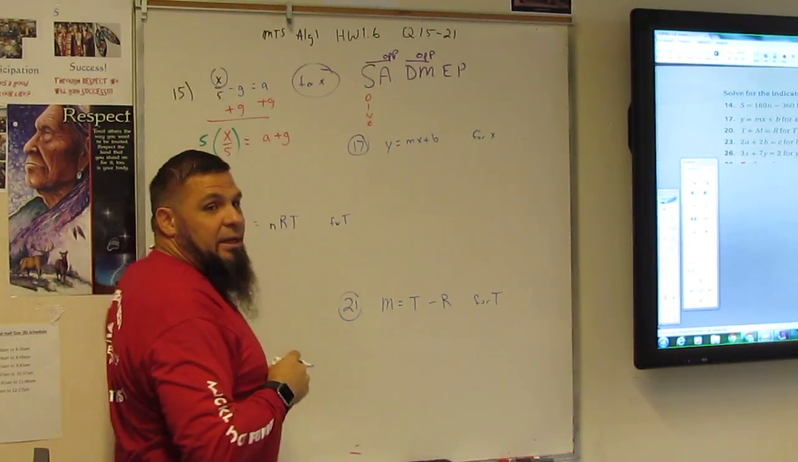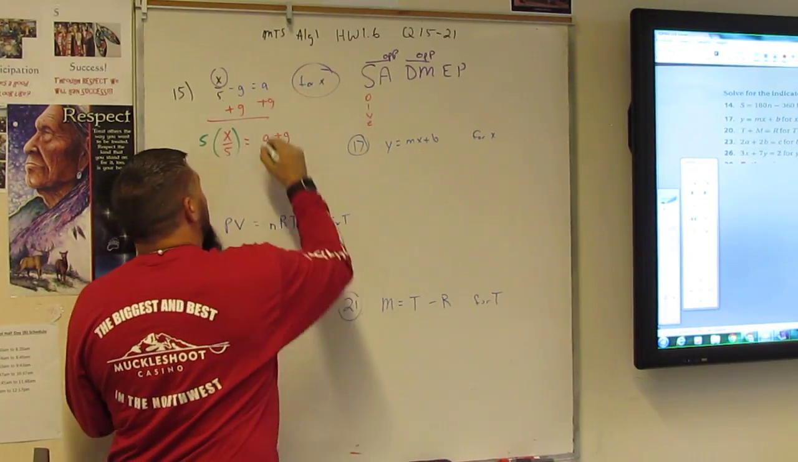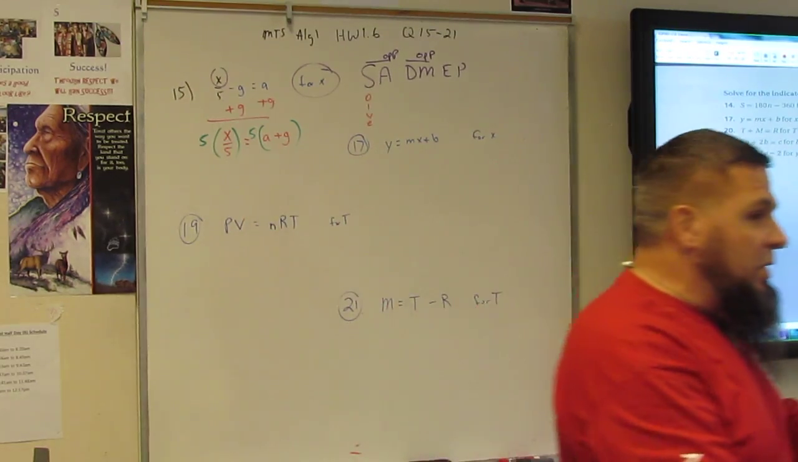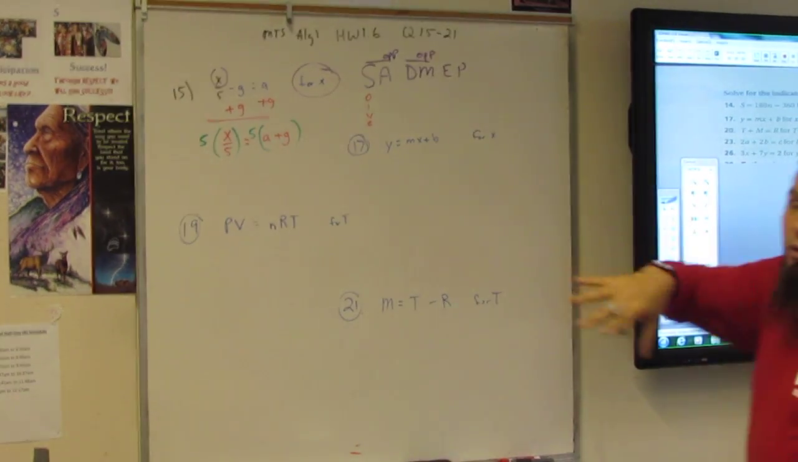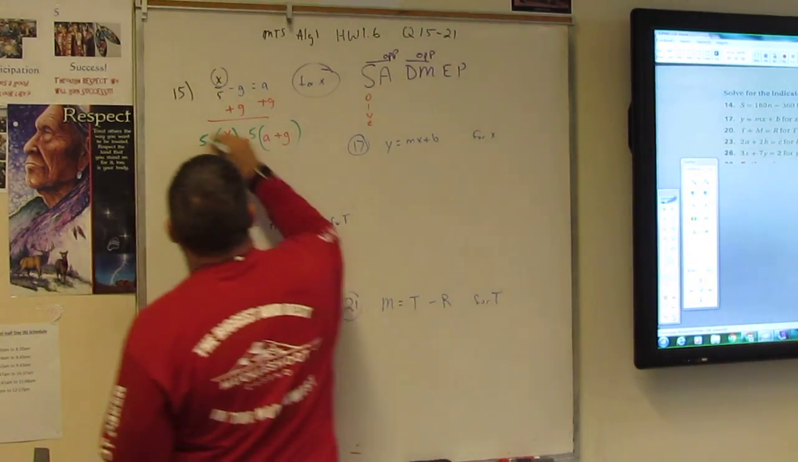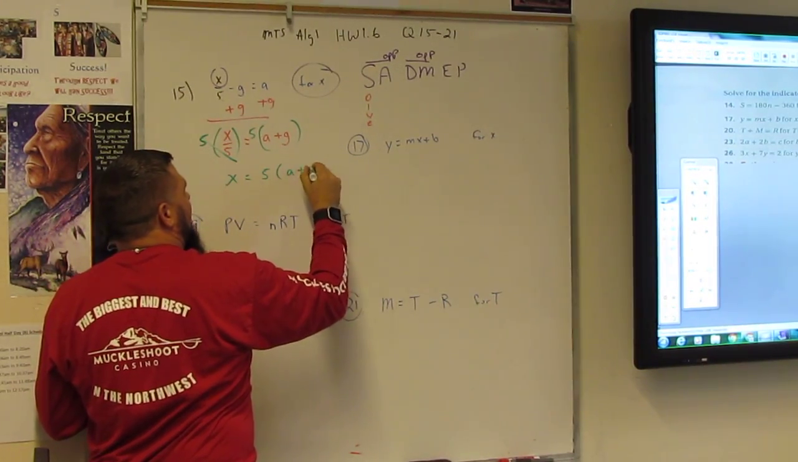Against the whole thing, yeah? And what do I do to one side? Got to do the other. To the whole thing, though, right? Not just put it in front of the a, because that wouldn't be correct. We have to put parentheses around everything and put the 5 in front of it. So these 5's cancel, and I get x is equal to 5 times the quantity of a plus g.